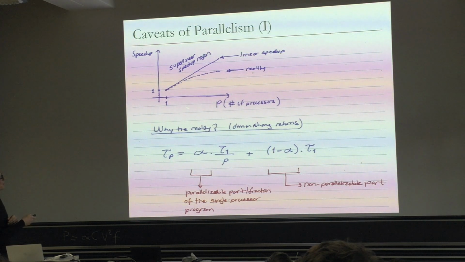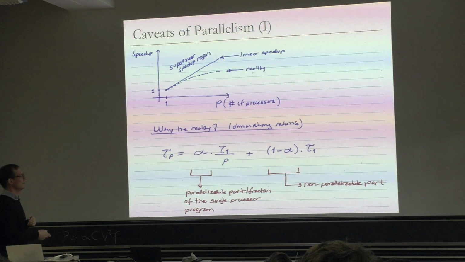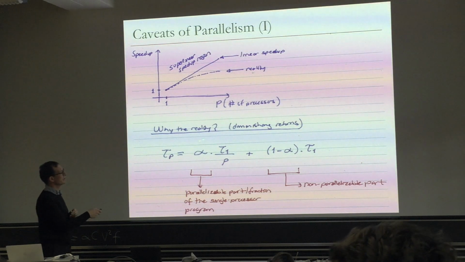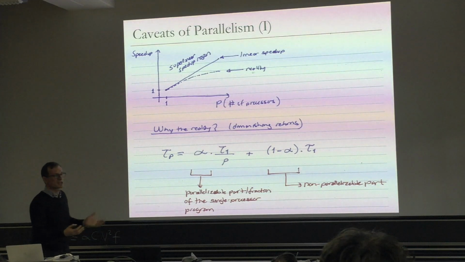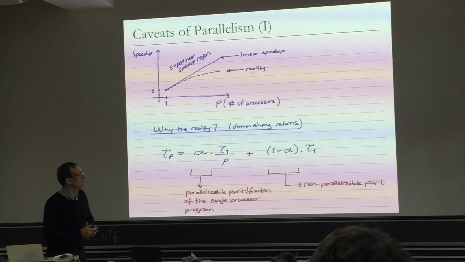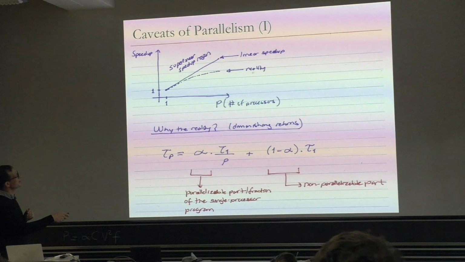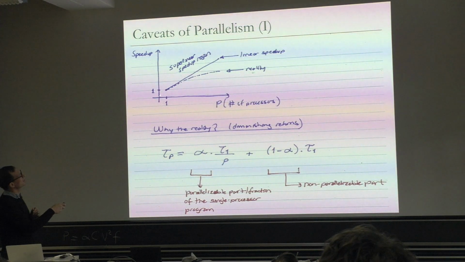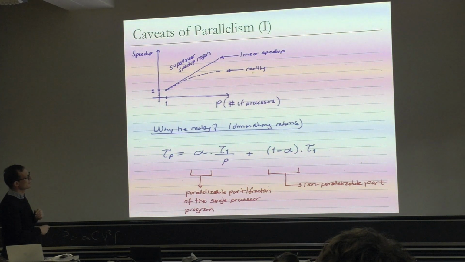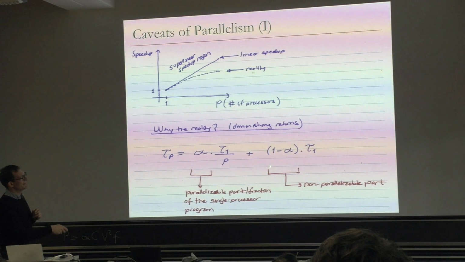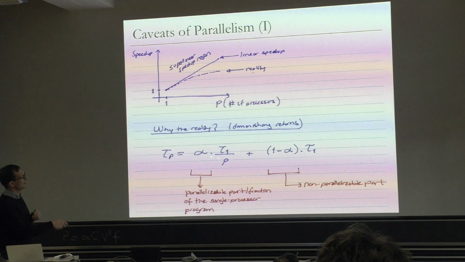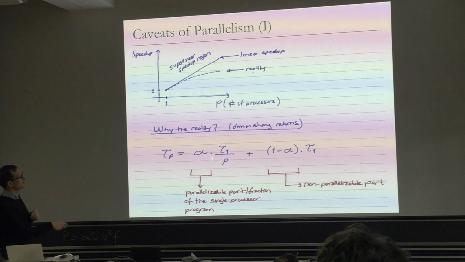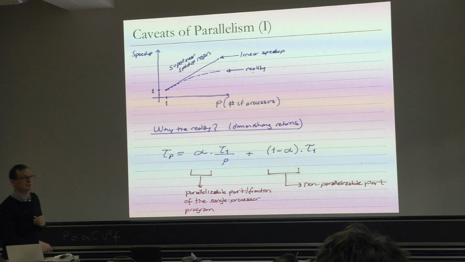So why do we have reality? So why do we have diminishing returns? Basically, as we said, the parallelizable part is not perfectly parallel, and the non-parallelizable part is essentially not parallel. Right? That's why you get these diminishing returns. As you keep adding processors, you don't keep getting linear speedup. You would get linear speedup if you don't have a non-parallelizable or serial part. Basically, the parallelizable fraction is completely parallel.